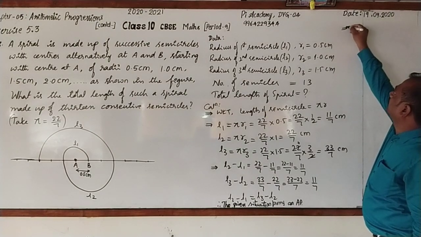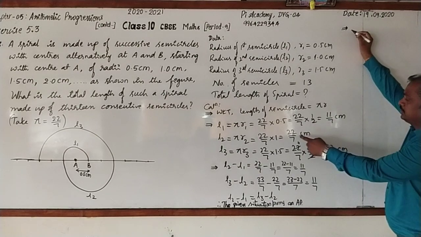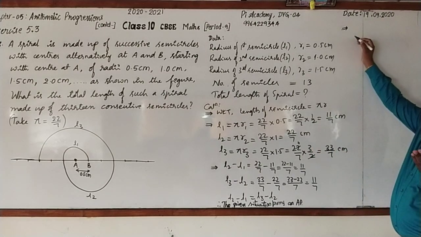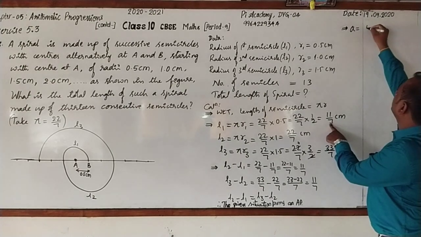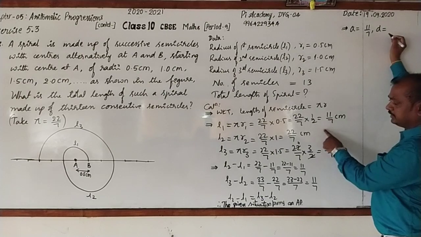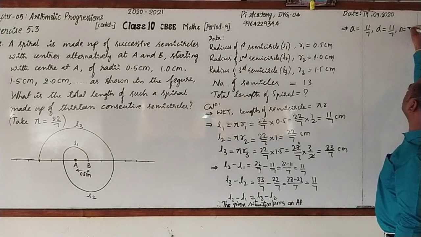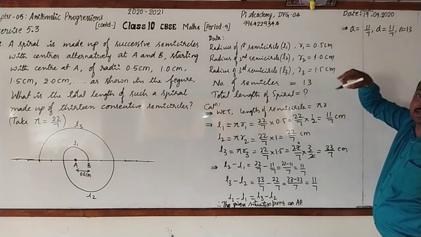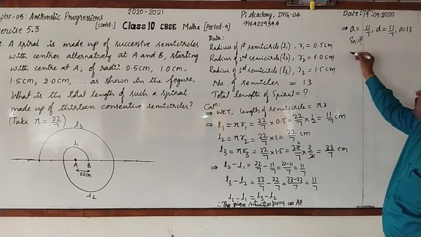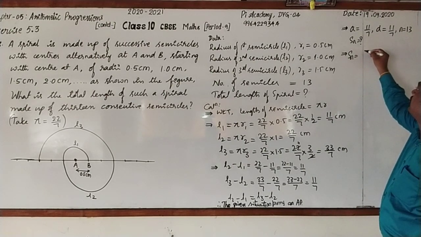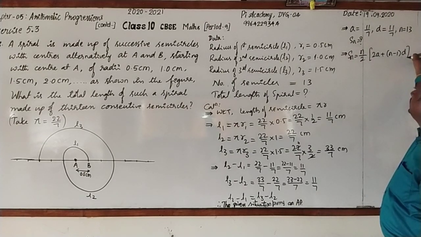Look at it. You can write first 11 by 7 centimeter, then 22 by 7, 33 by 7, up to 13 semicircles. So, we can write A is equal to 11 by 7, common difference D is equal to, just as we have found out, 11 by 7, and N equal to 13. 13 semicircles are there, and we should find out SN. Let us use the formula. SN is equal to N by 2 into 2A plus N minus 1 into D.